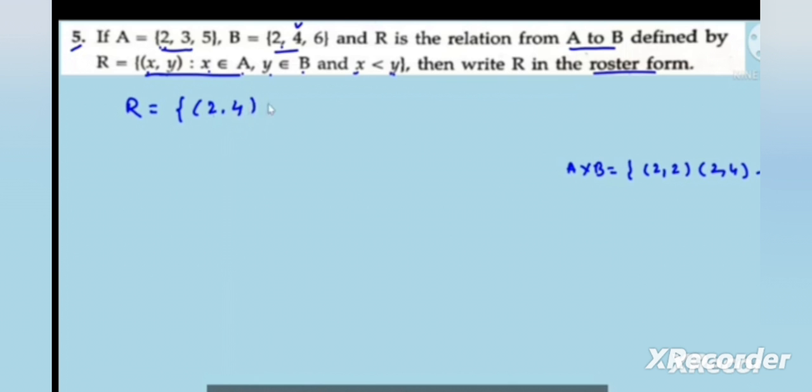So definitely (2, 4), (2, 6). Okay. Now check with the 3. (3, 2) not possible. (3, 4), (3, 6). Similarly with 5. (5, 2) not possible. (5, 4) not possible. (5, 6). Alright. That is the roster form of the relation.